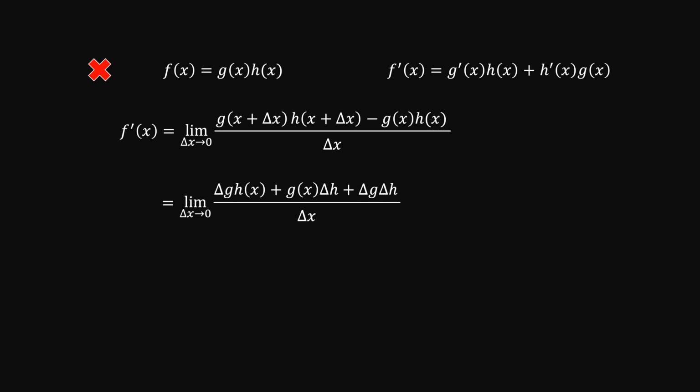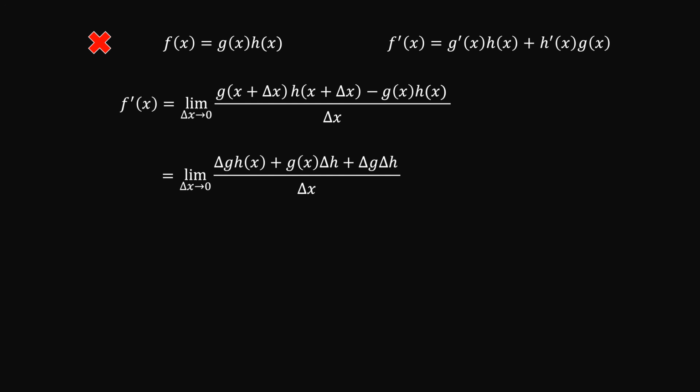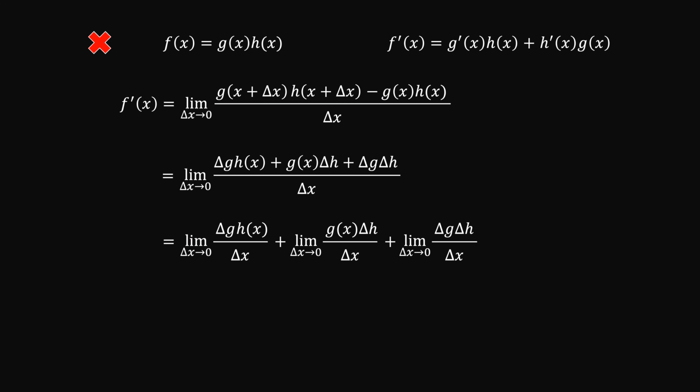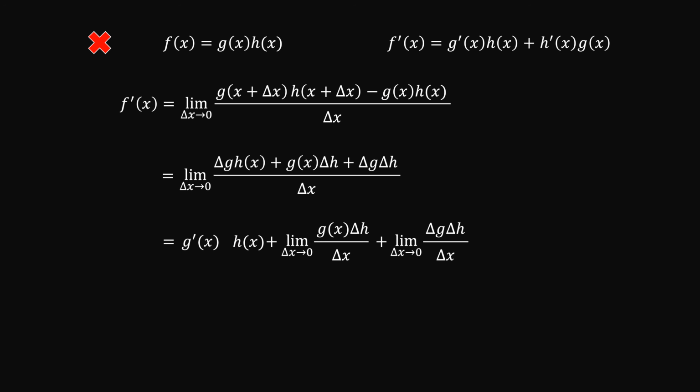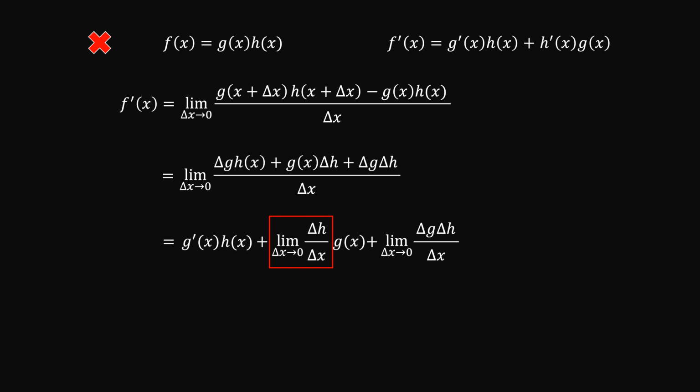As we have shown before, the limit of the sum of three terms can be broken down into the sum of three separate limits. h(x) has nothing to do with delta x. Take it out of the limit. This limiting ratio is just g prime. Similarly, g(x) has nothing to do with delta x. Take it out of the limit. This limiting ratio is the derivative of h.